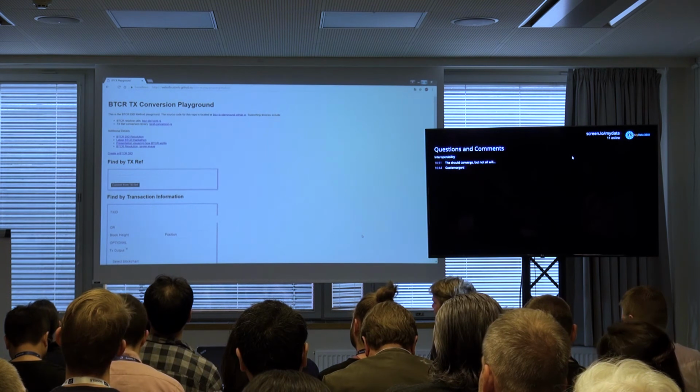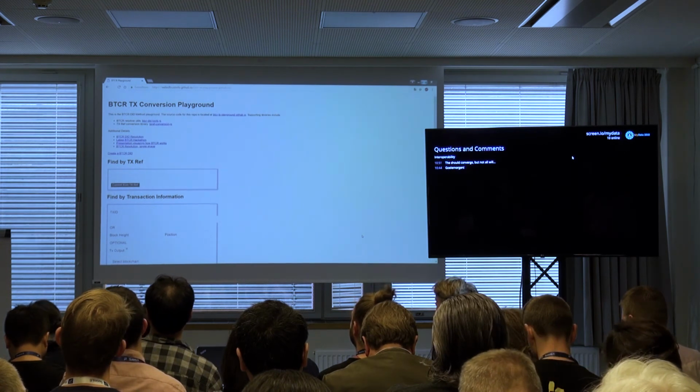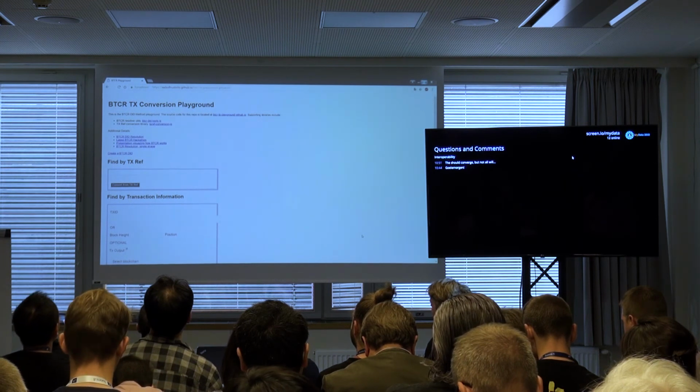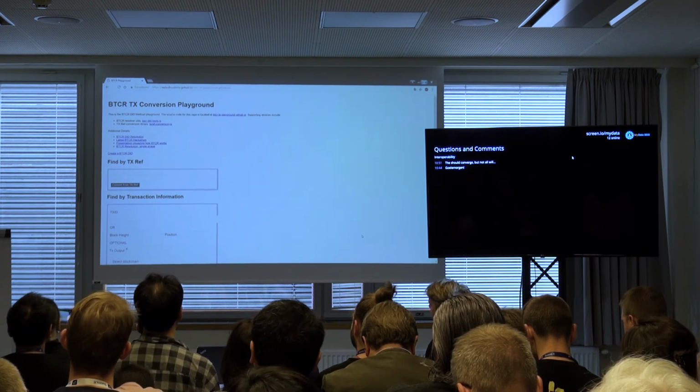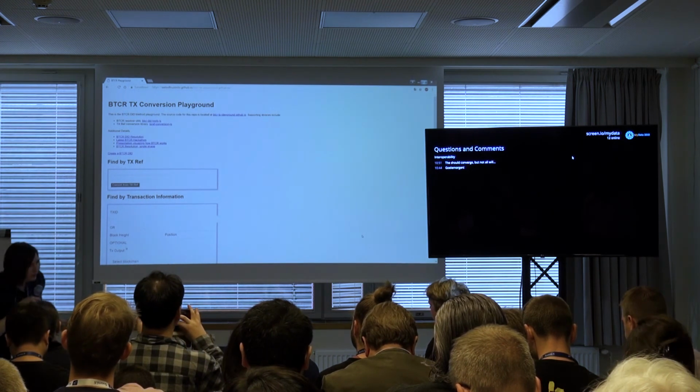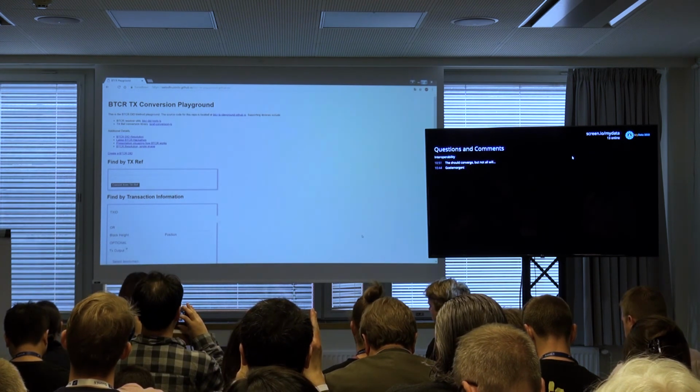This is the BTCR TXREF conversion playground. All of these are open source, and all the libraries are linked. So we have some samples.